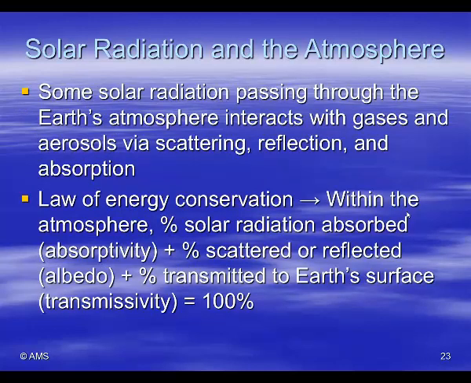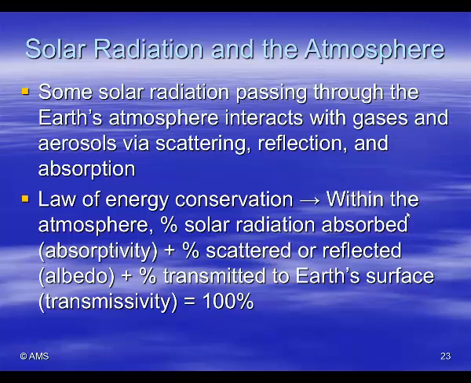So now we have sunlight coming in from the sun and hitting the Earth, and first it goes through the atmosphere. Some of the solar radiation passing through the Earth's atmosphere interacts with gases and aerosols via scattering and reflection and absorption. So some of it is just scattered. That explains why the sky is blue. Some of it is reflected straight back out into space, and some of it is absorbed, causing whatever absorbs it to warm up. Don't forget, we said energy must be conserved.